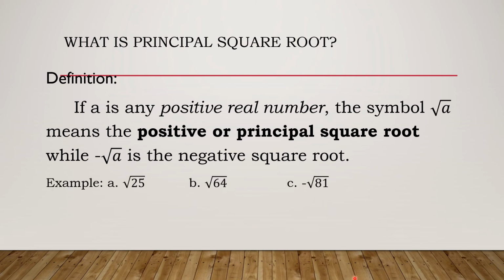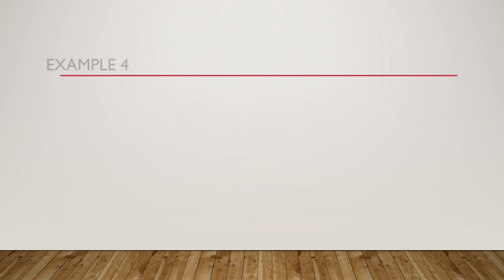Okay, example: we have A, square root of 25, B, square root of 64, and C, negative square root of 81. So our solution, we know that the square root of 25 is 5, the square root of 64 is 8, and for C, the negative square root is negative 9. Because the negative is outside, sorry.